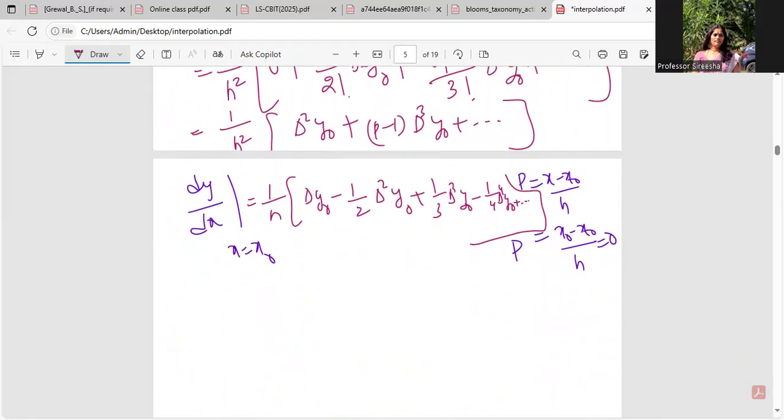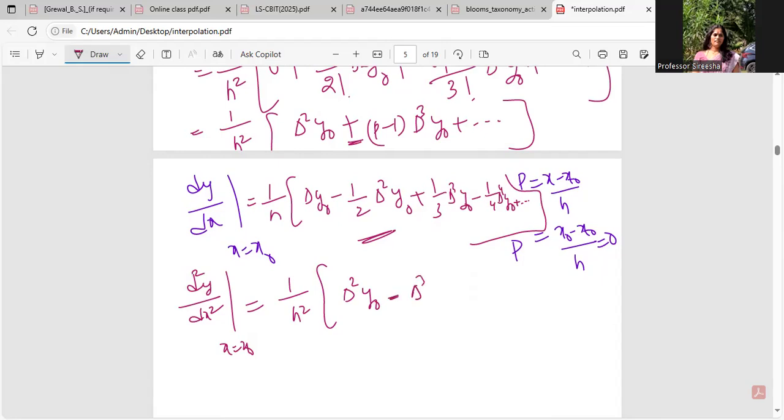You can as well check the same thing for d square y by dx squared, guys. If it is asked at the initial value, you can use this formula and easily do it, at x is equal to x naught. See here, 1 by h squared. Wherever p is there, it goes to 0. Delta squared y naught, there is no p in this formula. Wherever p is there, it is 0. So minus delta cube y naught, and it goes on and on. You can check for the next terms as well.